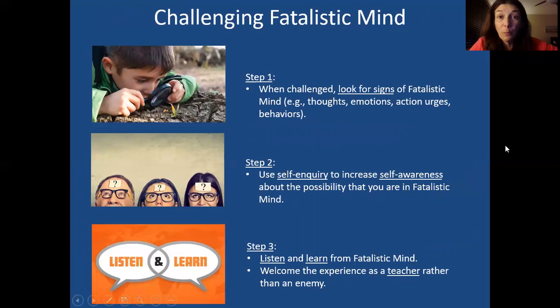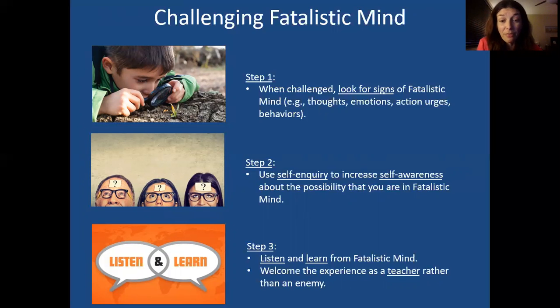Okay, so how do we work on fatalistic mind? All right, so we had be kind to fixed mind, but here they offer challenging fatalistic mind. The first two steps are very similar. Step one is the awareness step. You're just gonna look for signs of being in fatalistic mind, step back from what's going on and check in with yourself and see if you're doing some of those fatalistic mind behaviors. Next, you could use self-inquiry to ask yourself key questions to help determine if you're in fatalistic mind, to be more open to that possibility.